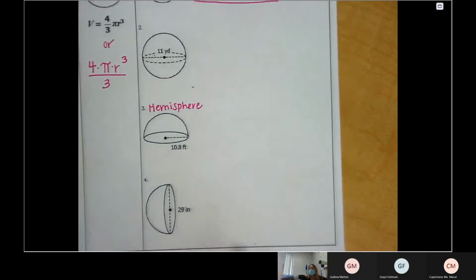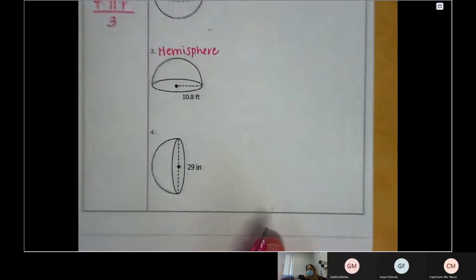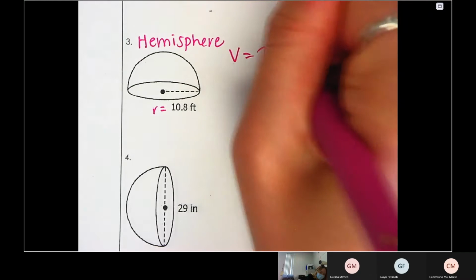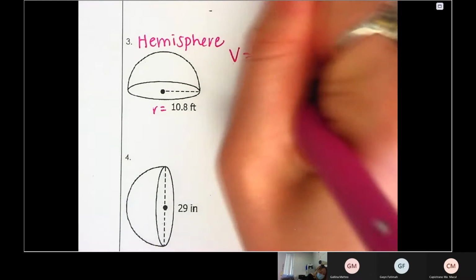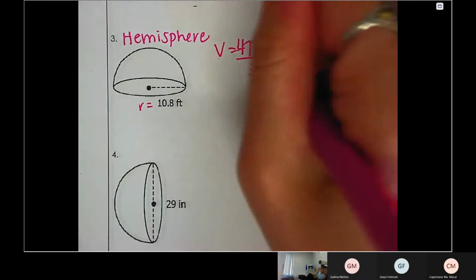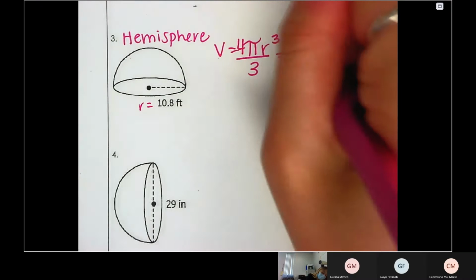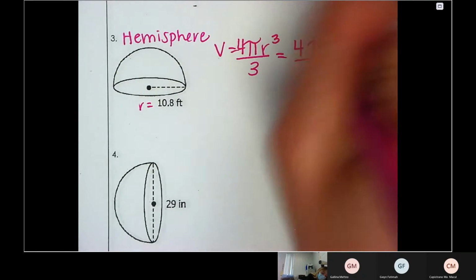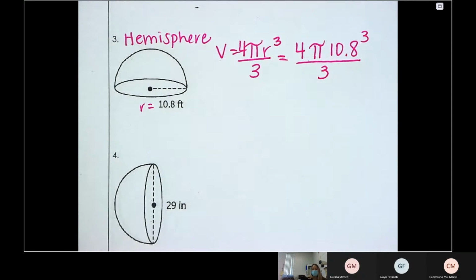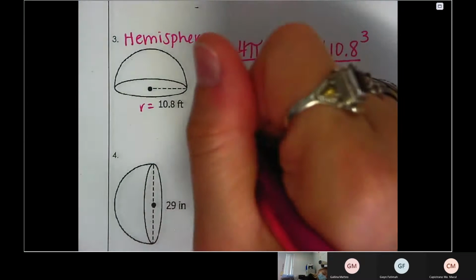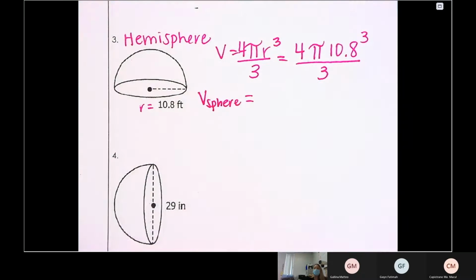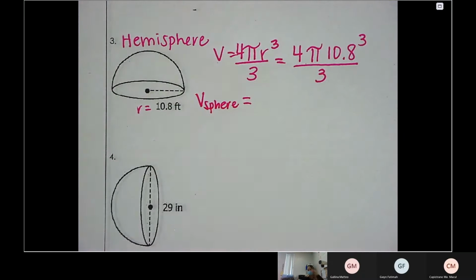Did I give you the diameter or the radius for number 3? I gave you the radius, 10.8. So my volume is 4 pi radius cubed divided by 3. So my volume is 4 pi 10.8 cubed divided by 3. Okay, so do that first. Get the volume of your sphere. And then take that number when you're done with it, divide it by 2.